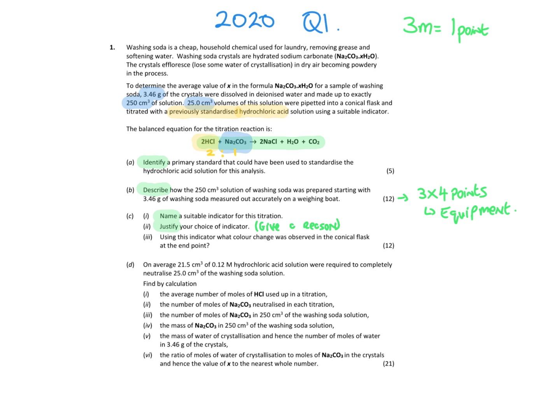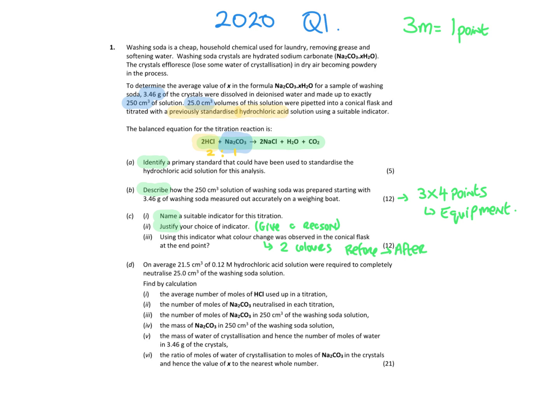And then part 3 says, using the indicator, what colour change was observed in the conical flask. Now, once you see the word colour change, you must give 2 colours. So I always say with a colour change, you should give the before colour and the after colour. And that will guarantee you your marks in a question like that all of the time.